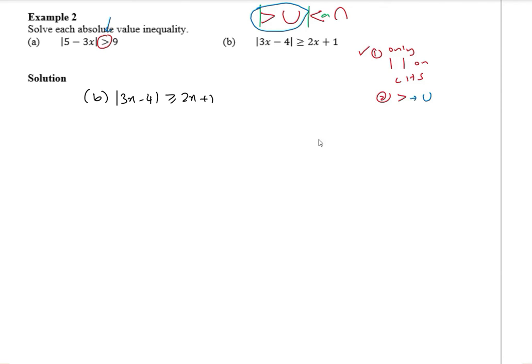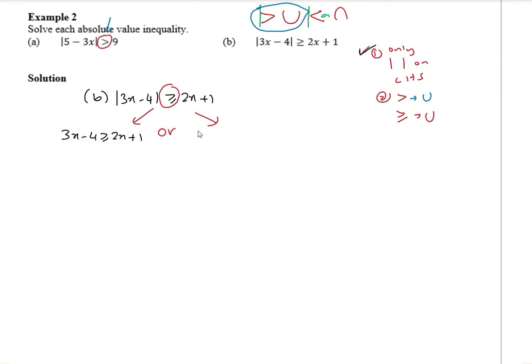To solve for the next question, we follow the same steps. First one, make sure there's only the absolute sign or the vertical bars on the left side, and the first step is satisfied. Next step, look at the inequality sign. Now the inequality sign here is greater than or equal. So when it's greater than or equal, it's still the same separation, which is union, separated by union or the word or. The only difference is that we have to make sure the inequality sign has equal sign as well.